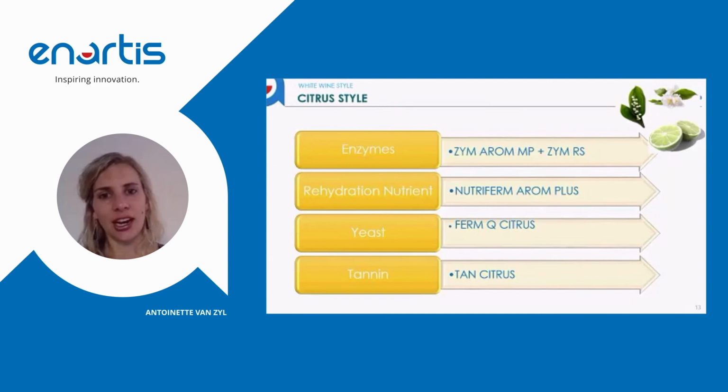Then for a citrus style, look again at Zyme Arom MP and Zyme RS. As a rehydration nutrient, Arom Plus. As a yeast, Ferm Q Citrus. And as a tannin, Tan Citrus.